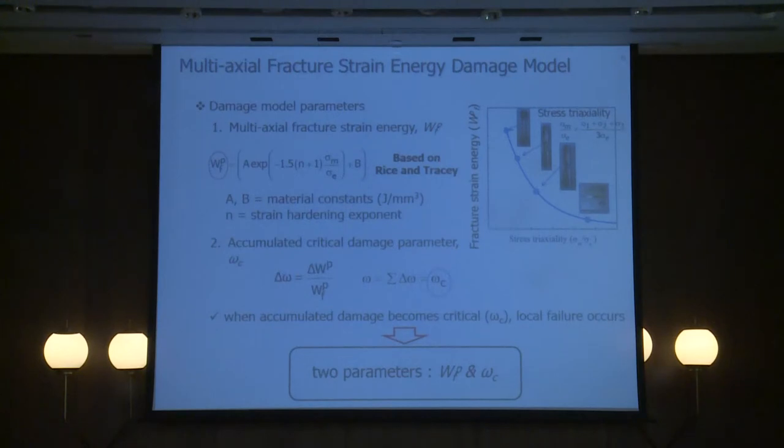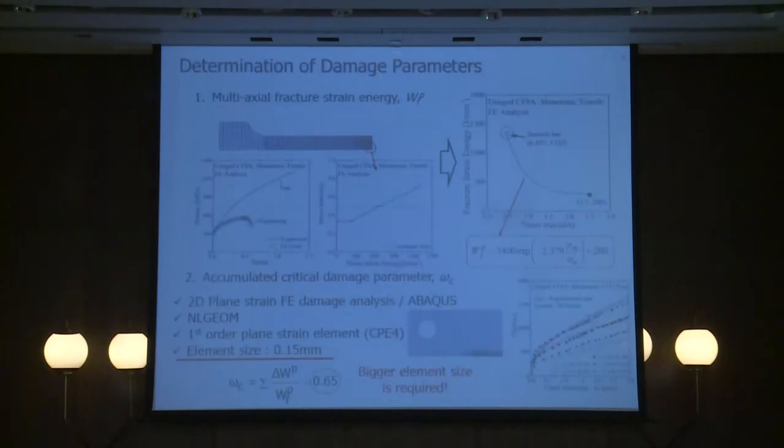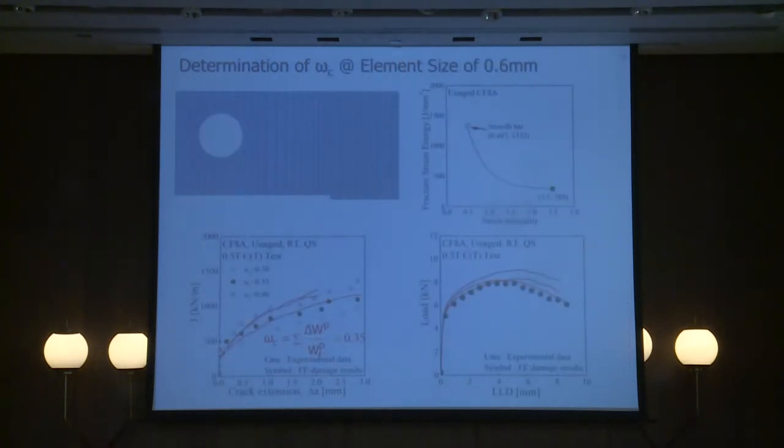And in this simulation, we applied the strain energy based damage model, which I presented in the previous presentation. This model requires two damage parameters, the multi-axial fracture strain energy and the accumulated critical damage parameter omega c. These two values are determined parameters. However, one problem here is that we have to use a bigger element for the pipe simulation, and the omega c value is dependent on the mesh size, so we have to determine a new omega c value for the bigger element size.